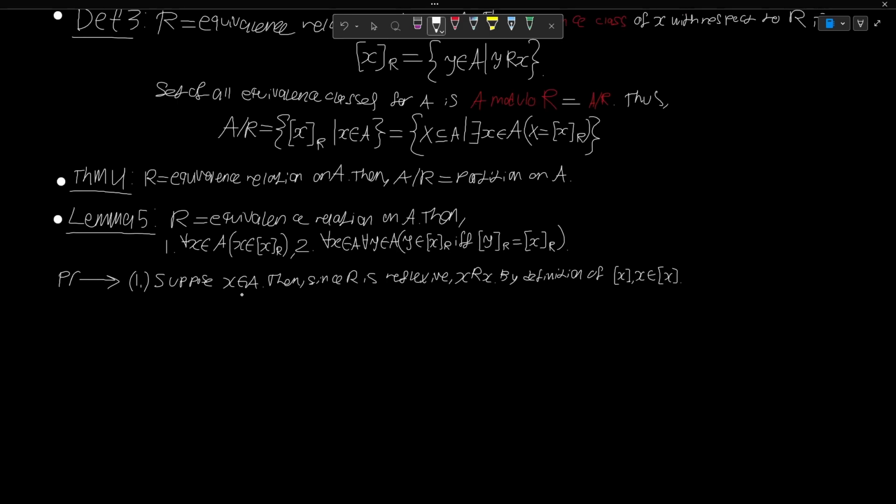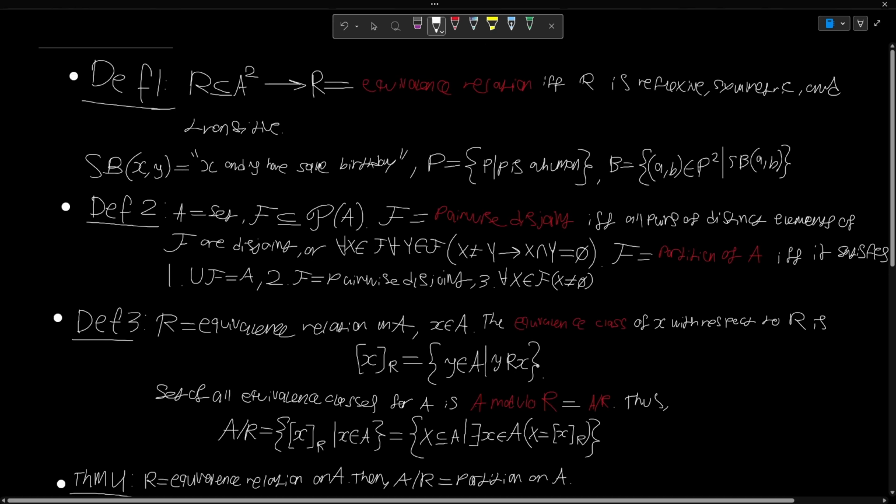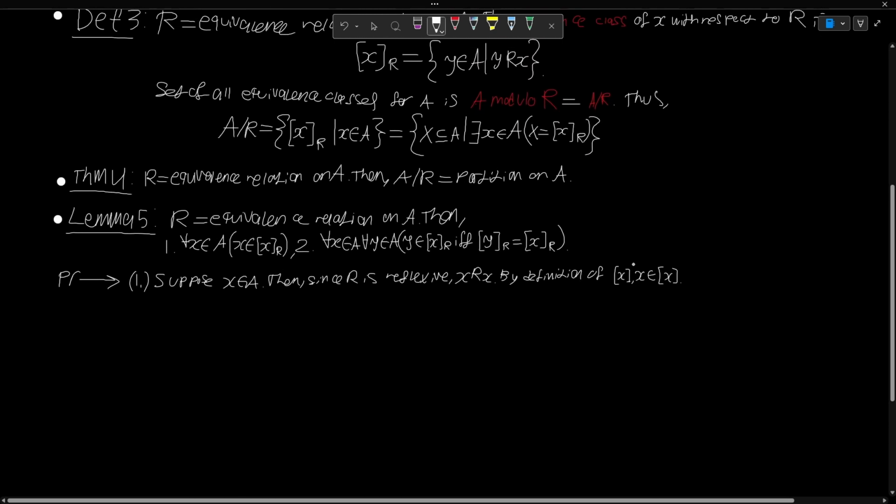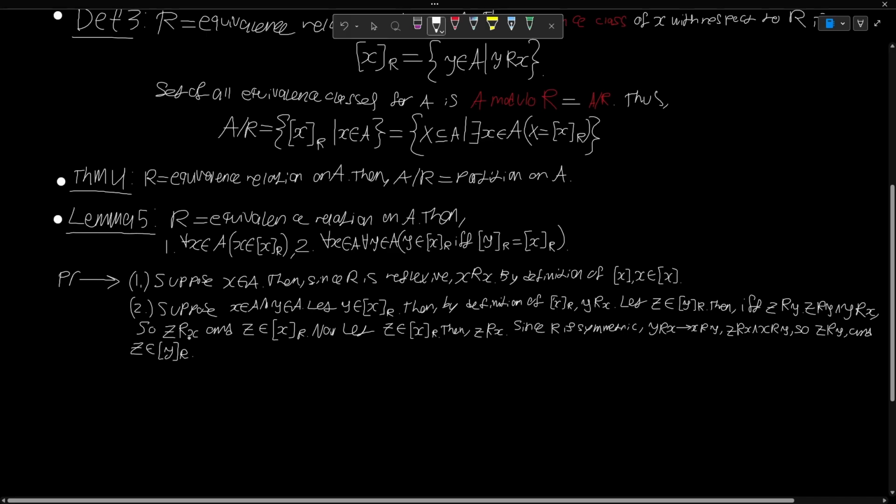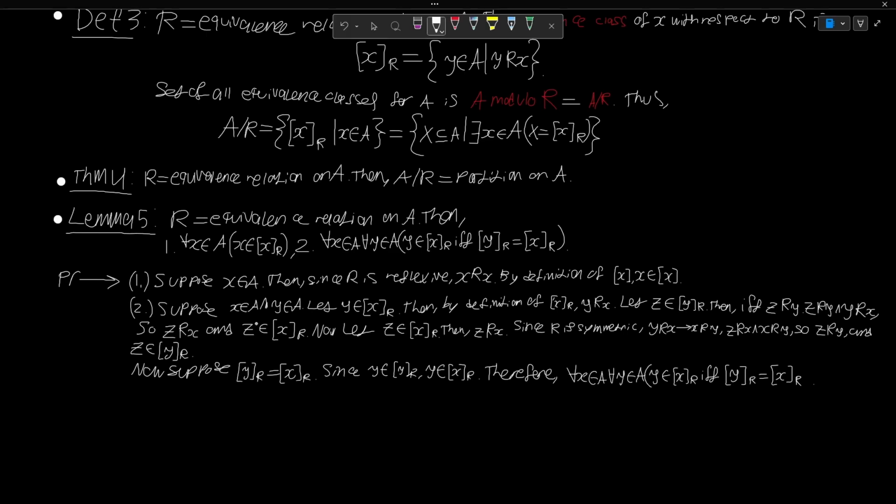We just let x be an arbitrary element of A. Then since R is reflexive, x is R related to x, and by definition of the class of x, since x is R related to x, x is in its own equivalence class. And for the second proof, we assume that x and y are both in A arbitrarily, since of course it's a universal statement. Since it's an if and only if statement, we prove that if this is true, then this is true, and then we prove if this is true, then this is true. And since two sets being equal is also an if and only if statement, we do that too.